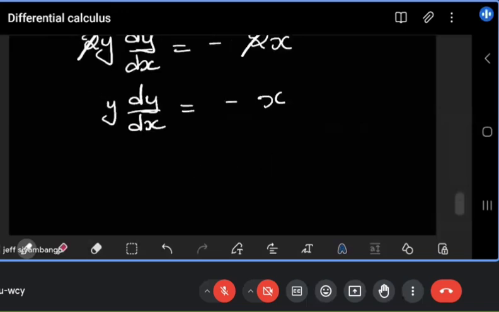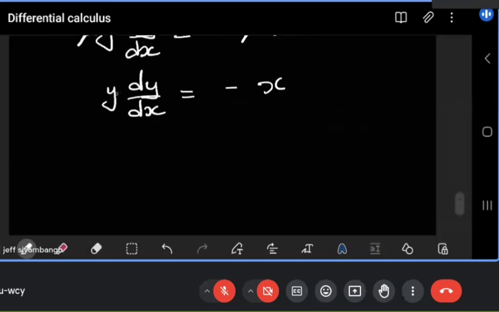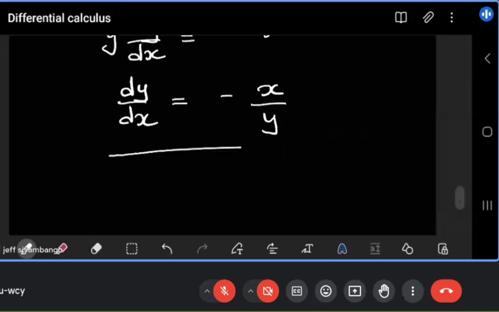See what is left? Just divide both sides by y. So that dy dx is equal to negative x over y. At this point, we are done. But are the solutions the same?